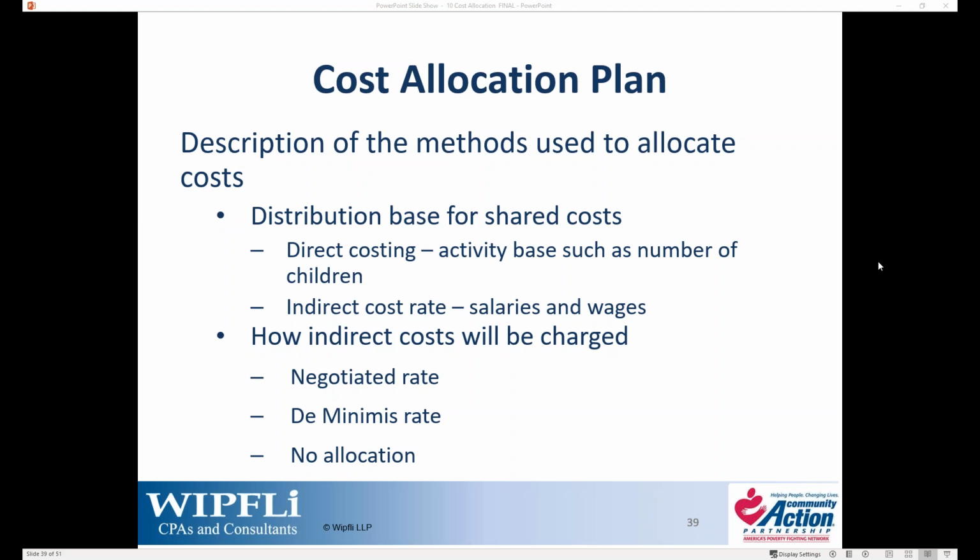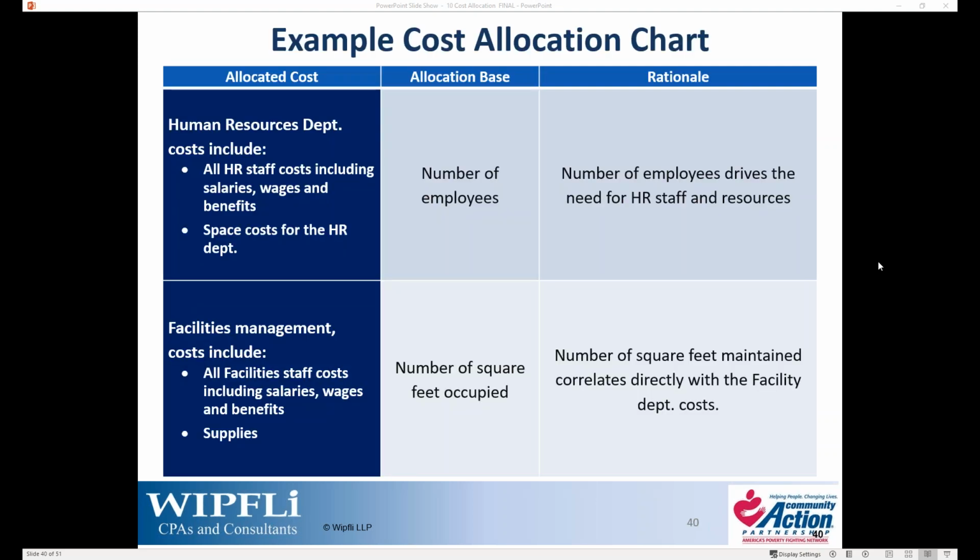So what is the distribution base for shared costs? Direct costing would be activity based, maybe like number of children. Or if you're using an indirect rate, your base is salaries and wages. So what is your base that you're using to allocate these costs? And how will indirect costs be charged? Do you have a negotiated rate? Do you have a de minimis? Are you using the 10% de minimis rate? Or do you not use any rate at all, that you use only a direct allocation methodology?